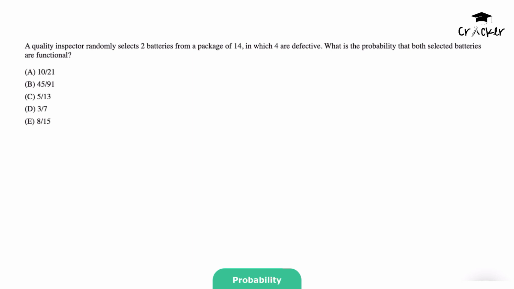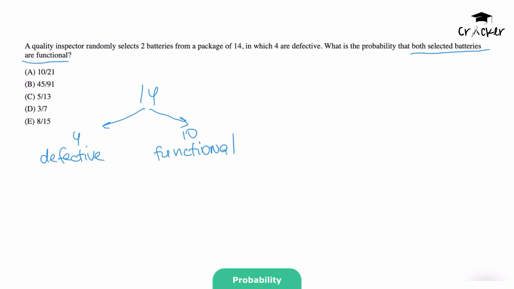Now, let's analyze the setup. Out of 14 batteries, 4 are defective. That means the remaining 10 are functional. We want to find the probability that both batteries selected are functional. This is a two-step event, and since the batteries are chosen without replacement, we'll multiply the probabilities for each step.